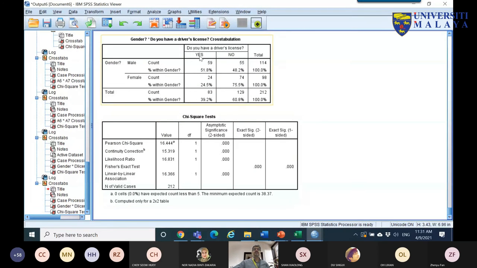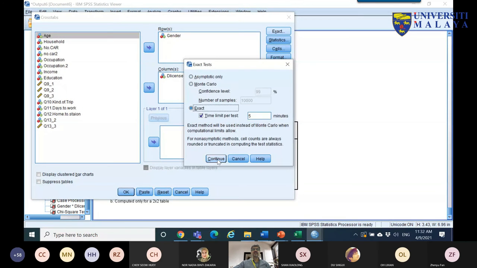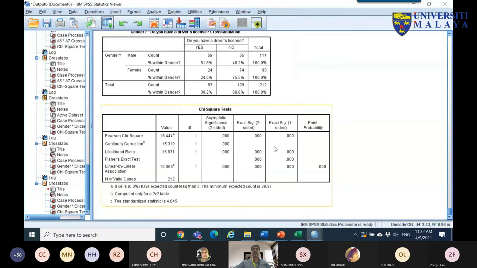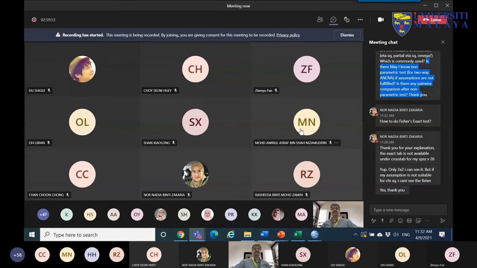when you run a 2 by 2 table, the software SPSS will give you the exact test, right? And you have the p-value for the exact test. So it is the same as when you run the exact test manually, correct? It will be the same. Welcome. Any question?